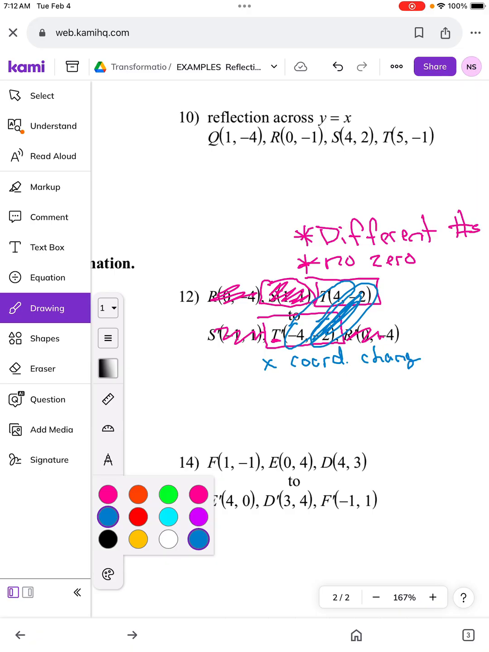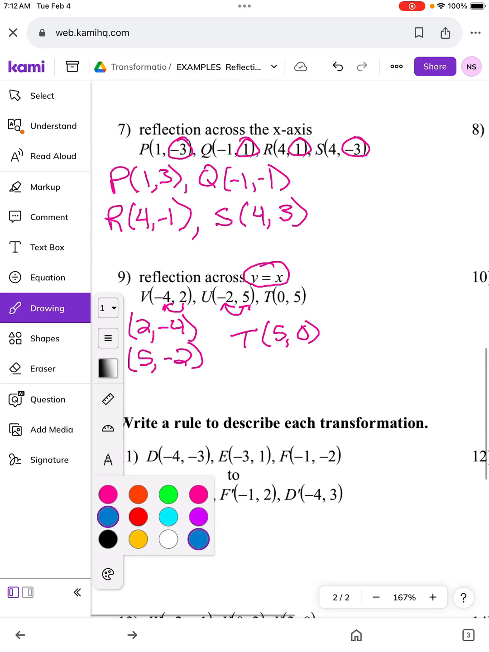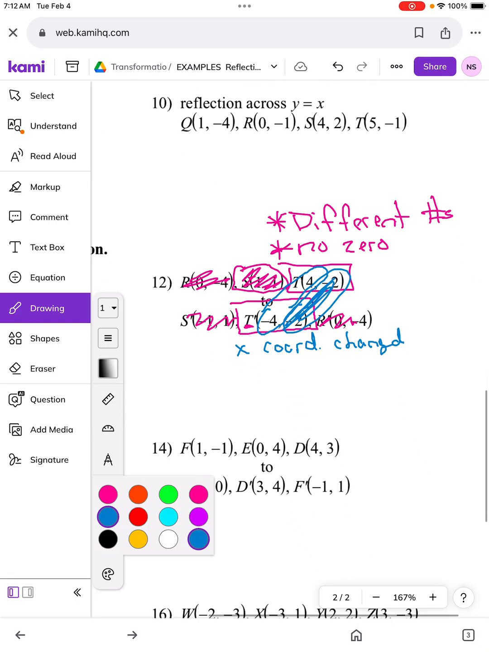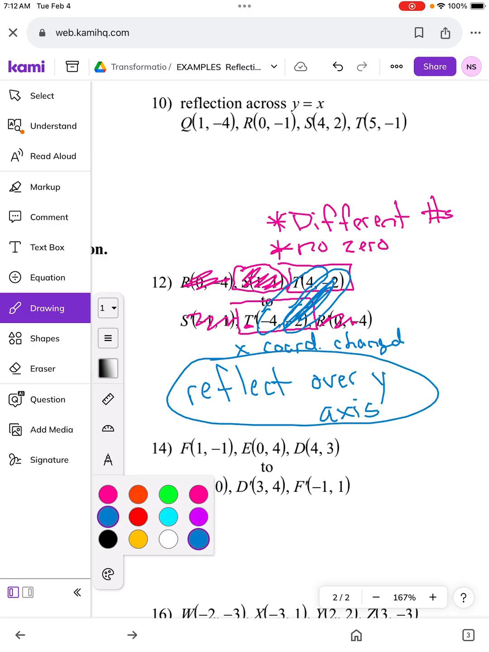So now I'm going to go check my rule to see what rule that is. Let's see. Change the x coordinate. So my answer is reflect over the y-axis. So this is a reflection. So here's your answer. Reflect over y-axis. So you're just looking to see what changed.